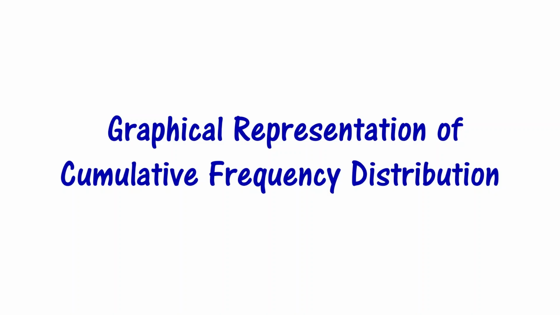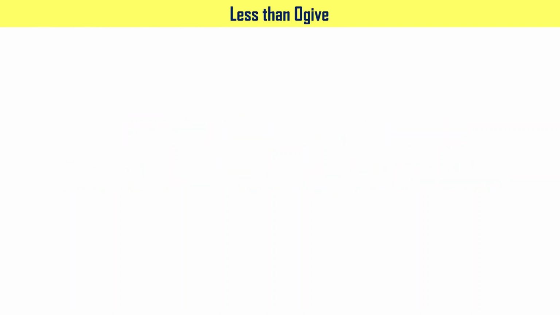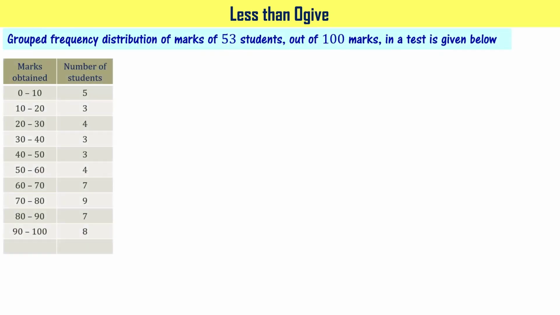Let us now understand graphical representation of cumulative frequency distribution. The first one is the less than ogive. Grouped frequency distribution of marks of 53 students out of 100 marks in a test is given, right? This data we have seen already. And the total number of students, if you take the sum of fi, is equal to 53, right?